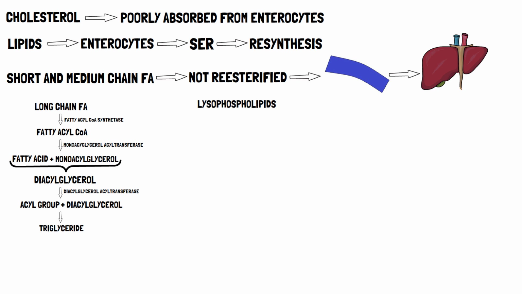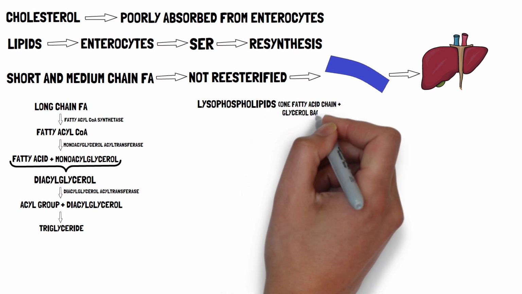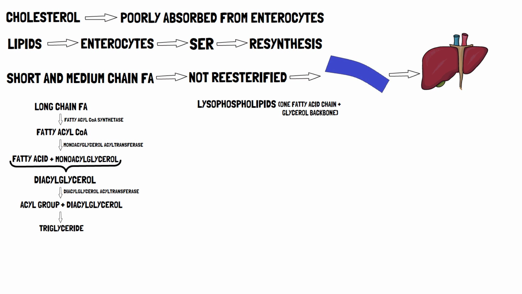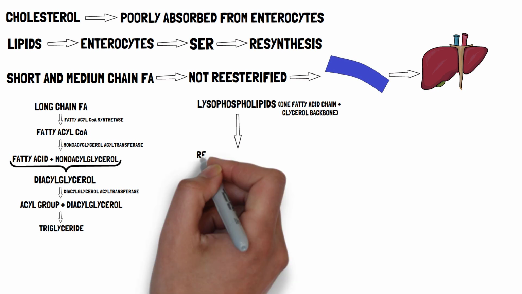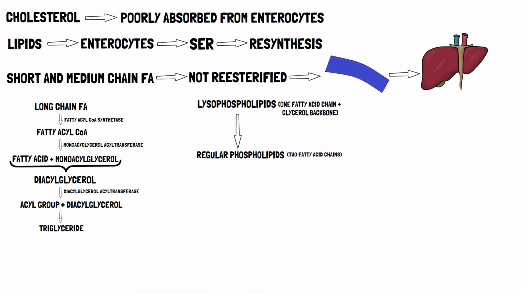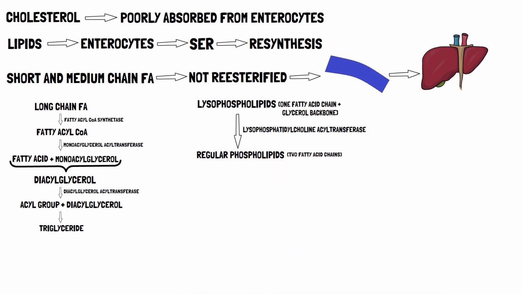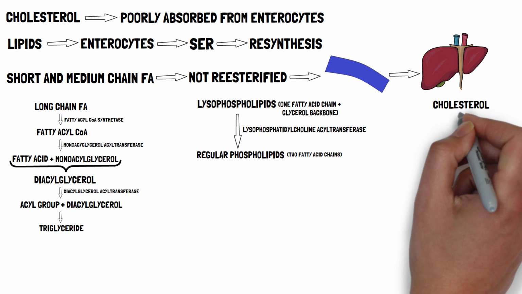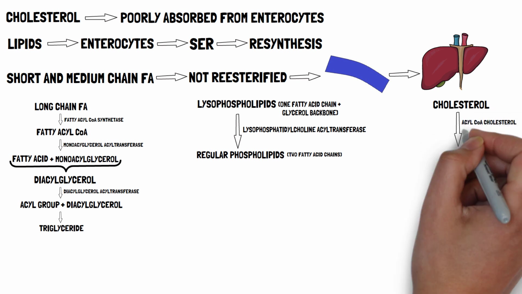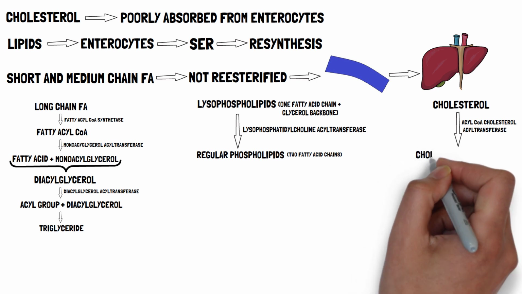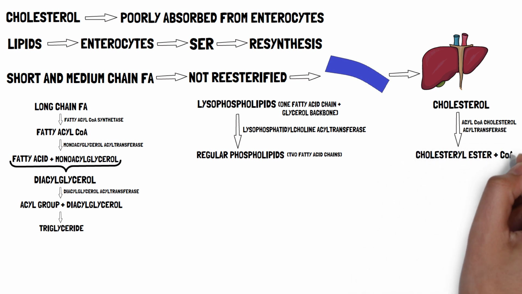Lysophospholipids are a type of phospholipid that have only one fatty acid chain attached to the glycerol backbone, as opposed to two in the case of regular phospholipids. Reacylation of lysophospholipids is the process by which they are converted back into regular phospholipids by an enzyme called lysophosphatidylcholine acyltransferase. The reacylation of cholesterol is catalyzed by an enzyme, acyl coenzyme A cholesterol acyltransferase. This forms a cholesteryl ester molecule and releases coenzyme A.